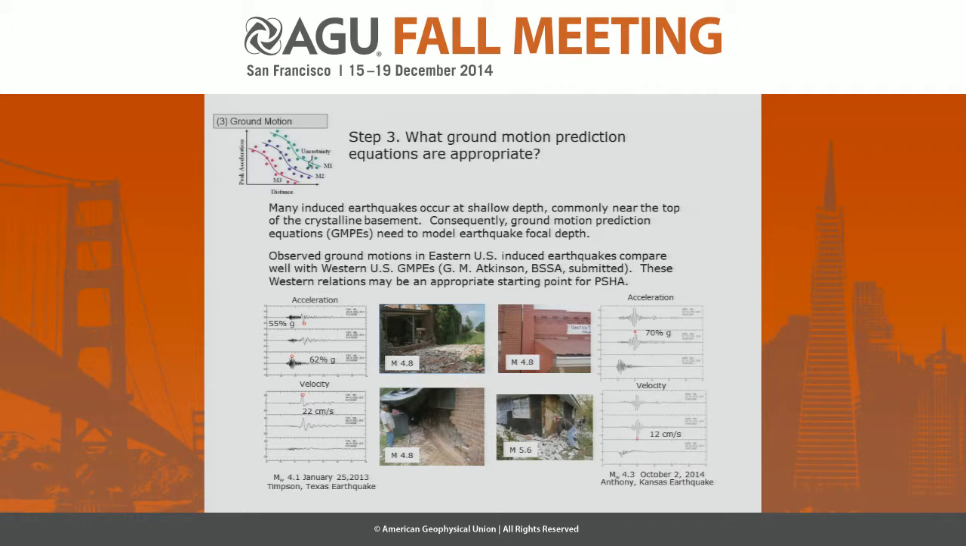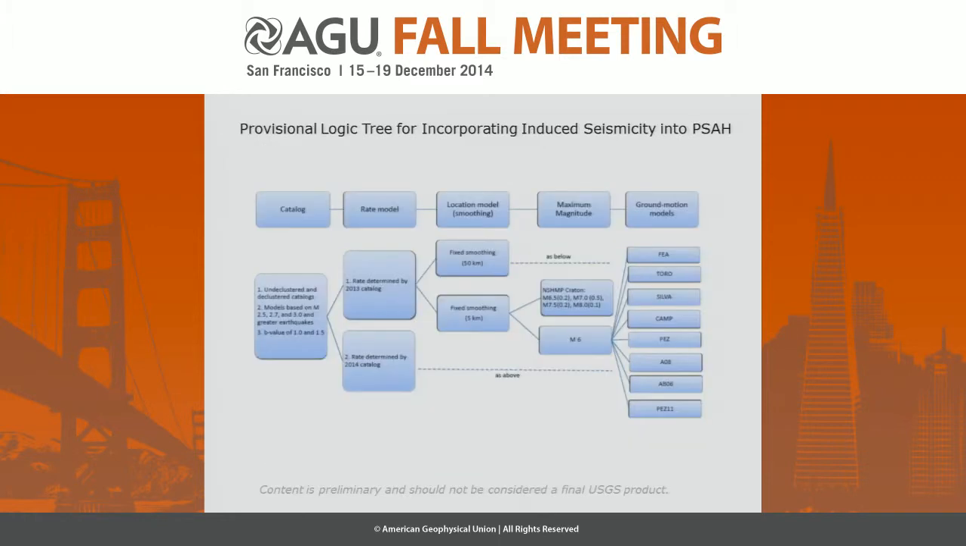Gail Atkinson has a paper that's submitted that discusses this, and here are some examples of some of the recent earthquakes. This is a magnitude 4 earthquake in Timpson, Texas, 0.6 G's horizontal acceleration, 22 centimeters per second. Did some damage to the usual kind of suspects. Here's some damage from the recent earthquake in Kansas. Again, relatively high levels of ground motion close to the source. So these are nuisance earthquakes in some sense, that the magnitude 4s probably don't have potential to do serious structural damage, but they are going to produce ground motions that people will be concerned about.